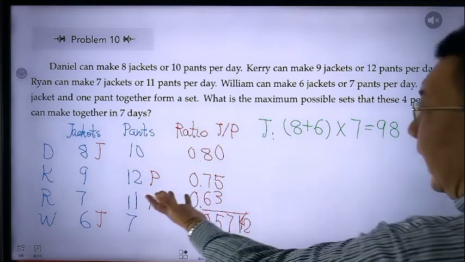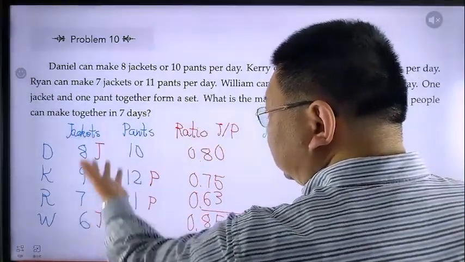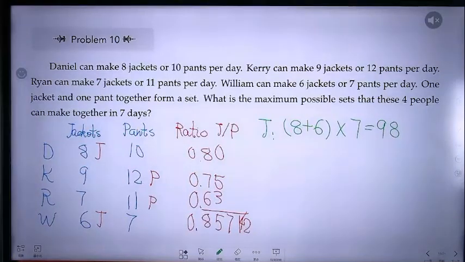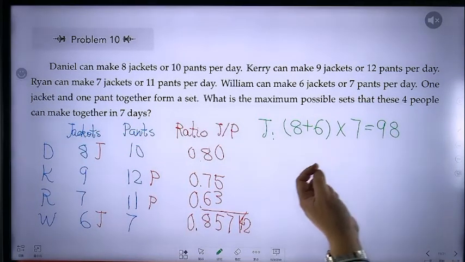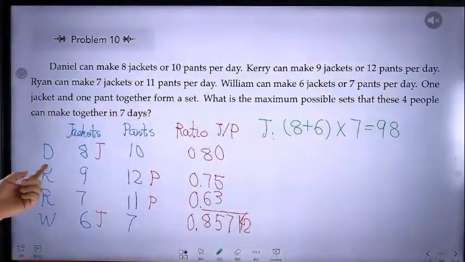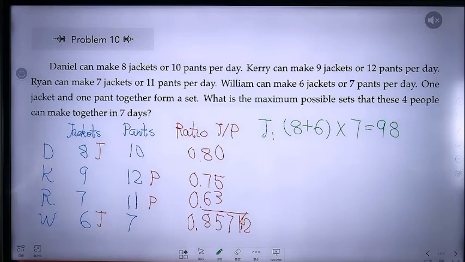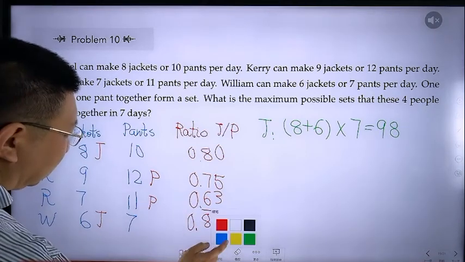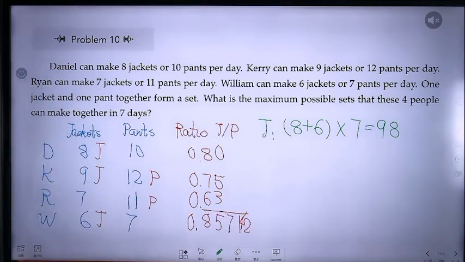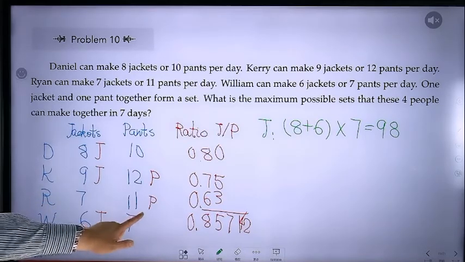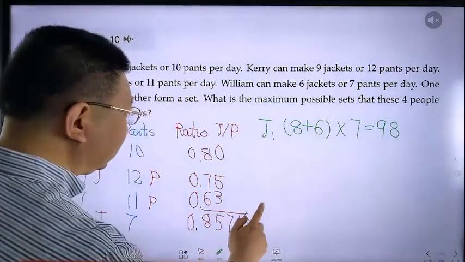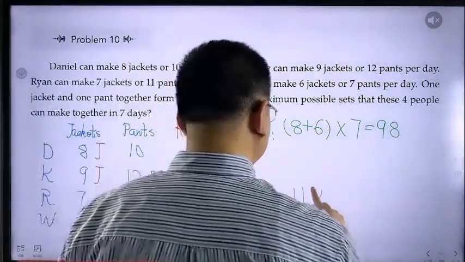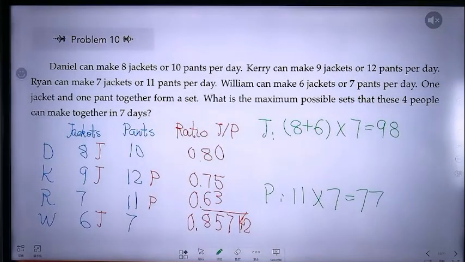But of course, you cannot let only these two people produce jackets. There has to be one person who prepares jackets as well. Among K and R, who has better efficiency in producing jackets? It should be K, because it's 0.75. So we should let Carrie provide some jackets as well. Then for the pants, for sure we only have 11 plus 7 equals 77 to start with.